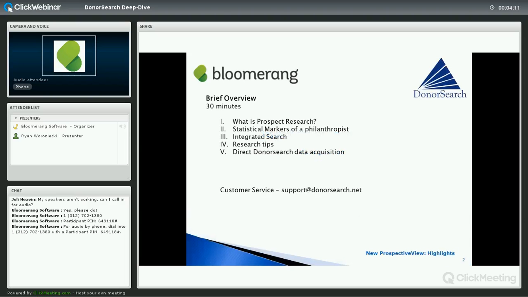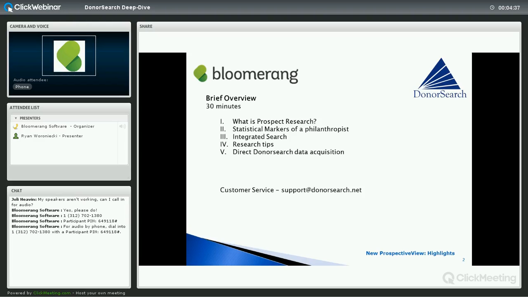Really quickly, here's the first slide. It's an overview. This is what we're going to cover. First off is what is prospect research. Secondly, it'll be the statistical markers of a philanthropist. We did a back study to actually figure out what can we find out about somebody that kind of proves that they've made a big gift somewhere. The third part's the integrated search. That's the online service that you can use from within Bloomerang.